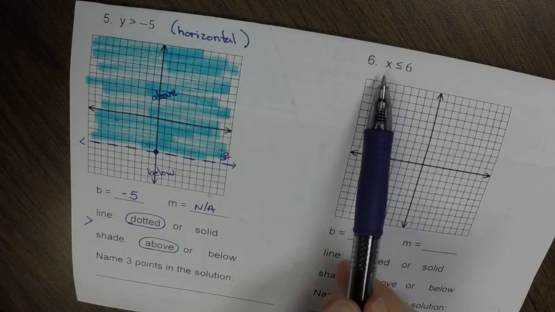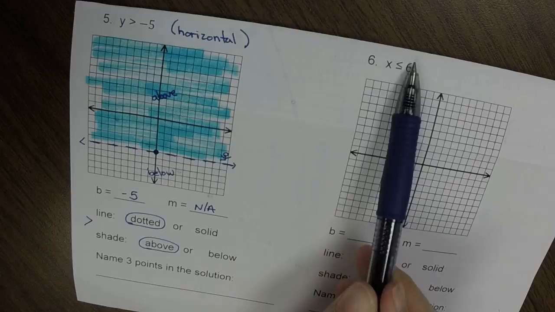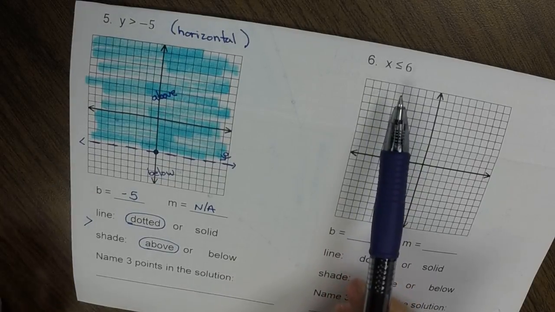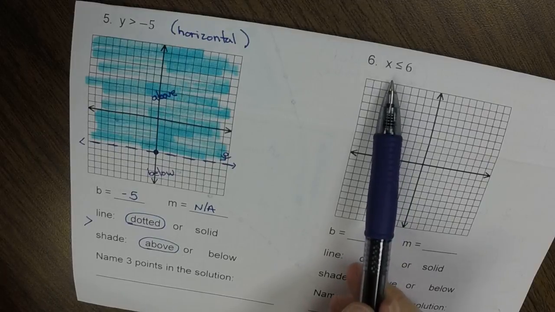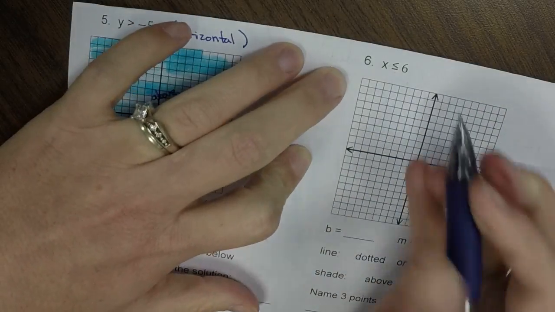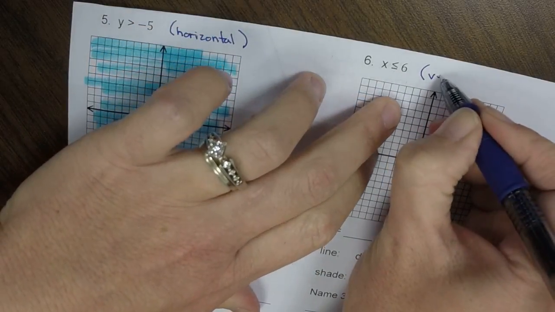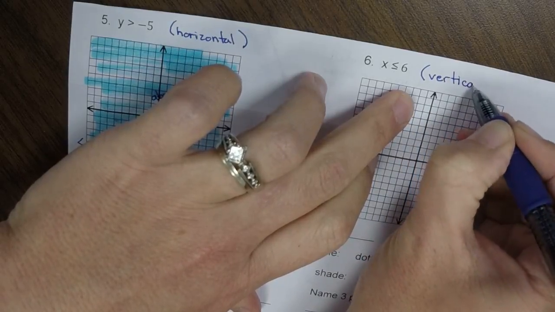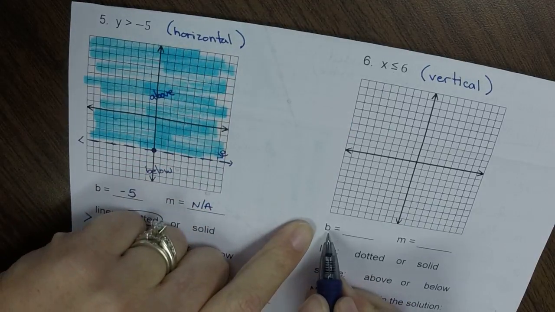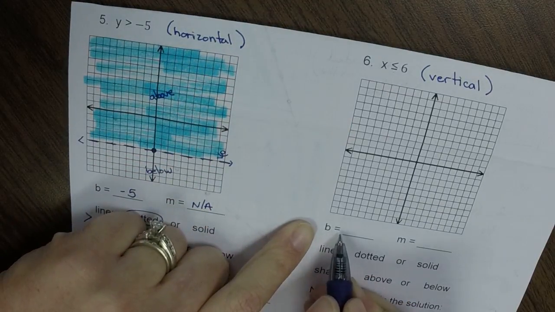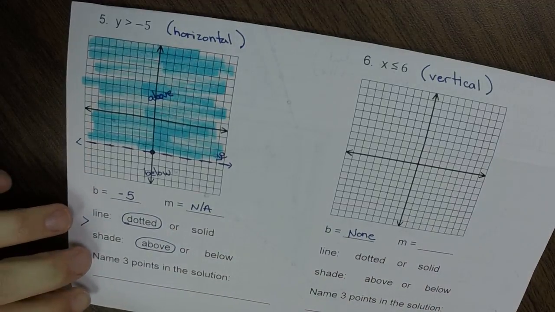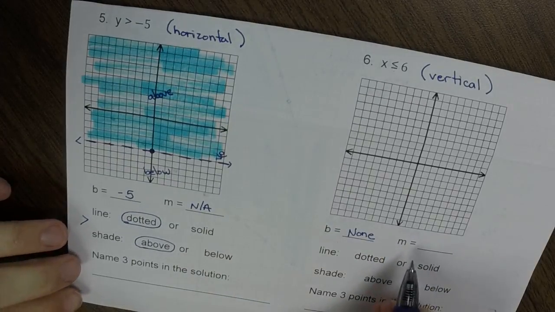Last one, this is x equals. You need to notice that. That is your telltale sign. If I don't have both variables, it's going to be a straight line. This one is x is less than or equal to, so that means it's only going to cross the x-axis, which means that it is a vertical line. So I don't have a y-intercept because it's not actually going to cross the y-axis, so this is none. And in my equation, I don't have a slope.